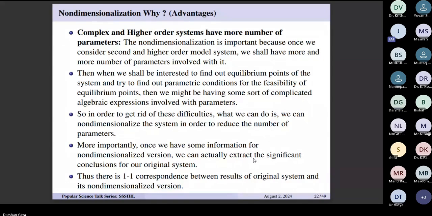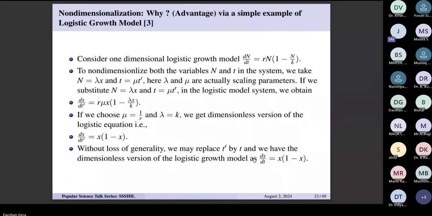So what actually is there? There is a one-to-one correspondence between the original system and the non-dimensionalized system. This one-to-one correspondence helps you check the stability and the equilibrium points of your original system. I will help you understand this by taking a very simple example, the logistic model. You all may be very well familiar with this.